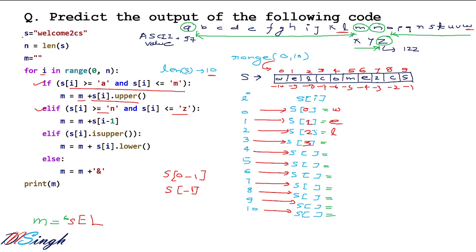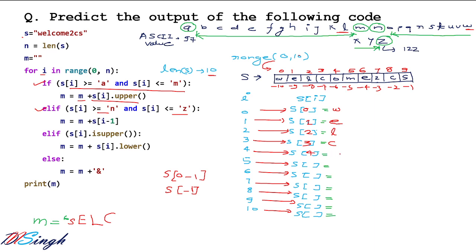S of 3. So what is S of 3? S of 3 is small c. Small c is in the range A to M. Again the same procedure will happen. Whatever is at S of I, change the case of it. So we will change the case of C to capital and concatenate. Next iteration, I value will become 4.